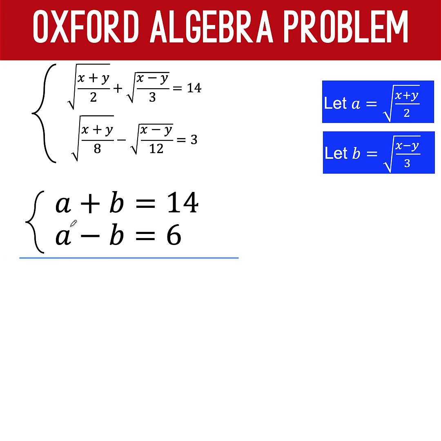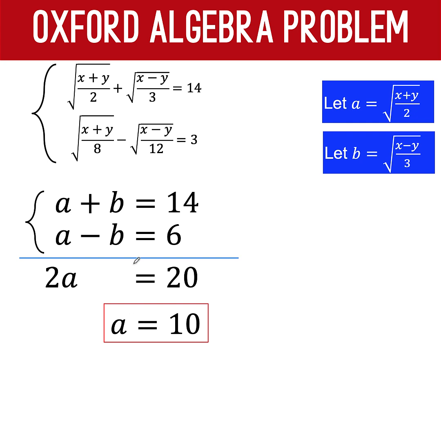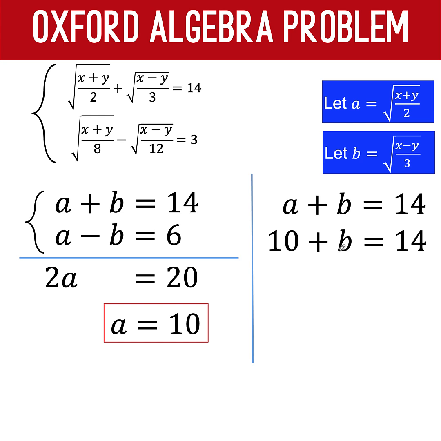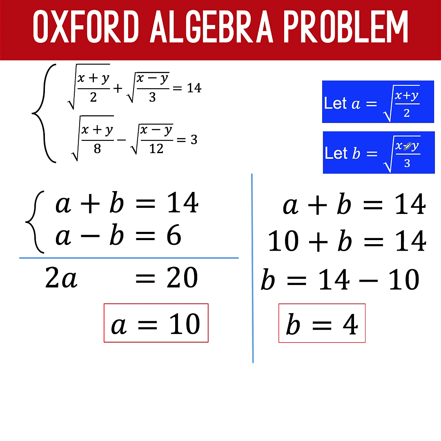We add these two equations. So a plus a gives us 2a, 14 plus 6 equals 20, b plus negative b is 0, so we did not write the variable b anymore. And divide both sides by 2 to get a equals 10. Now to solve for b, let's take again the first equation, a plus b equals 14, but this time we know that a is equal to 10, and so solving for b is 14 minus 10, or b is equal to 4. But this b is equal to this expression, and this a is also equal to this radical expression.